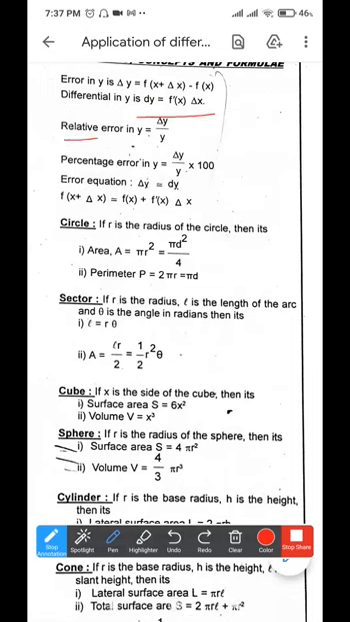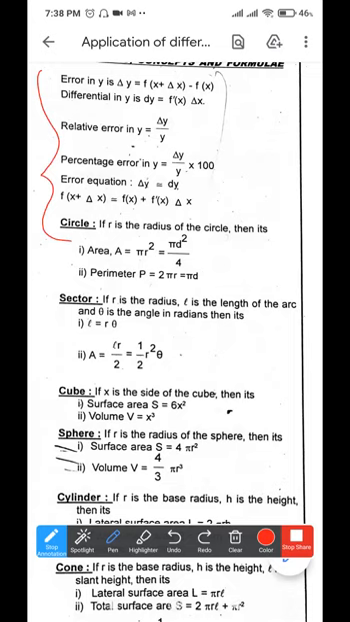Relative error in y is delta y by y. Percentage error in y is delta y by y into 100. These values will be provided to you in the question paper. In the question, don't worry. Error equation is delta y is equal to dy, that is f of x plus delta x is equal to f of x plus f dash of x into delta x. So these are some of the most important formulas that you have to learn.